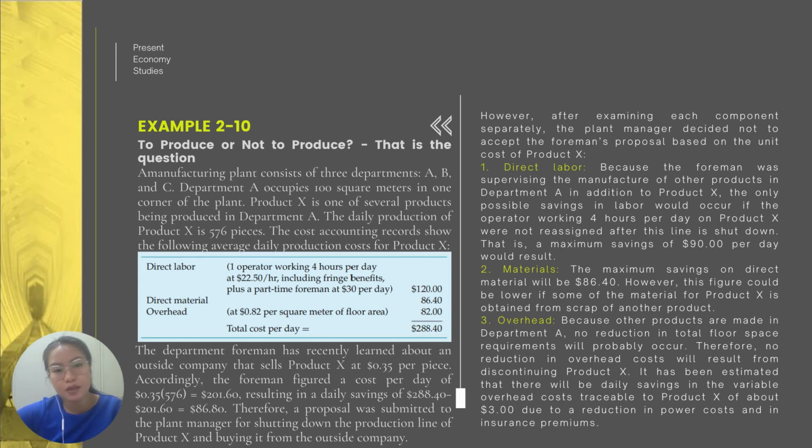So, let's have example 2-10. See, example 2-10 is under the making versus purchasing or outsourcing studies. If you have read your reading assignment under section 2.4.2, the making versus purchasing.